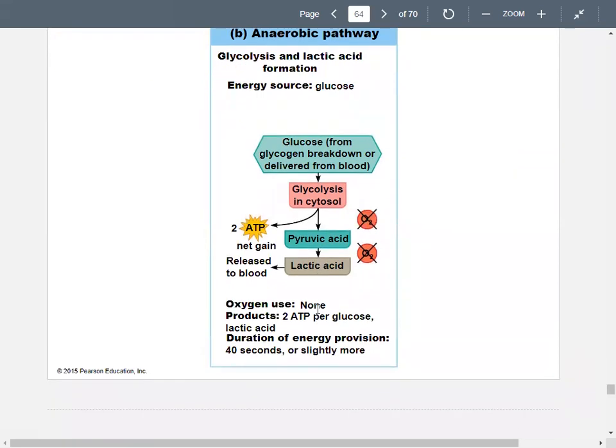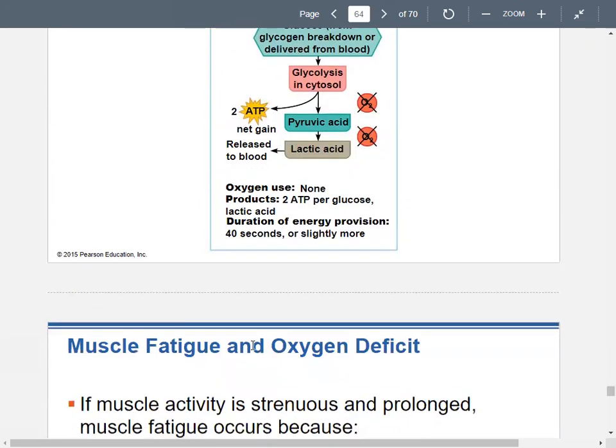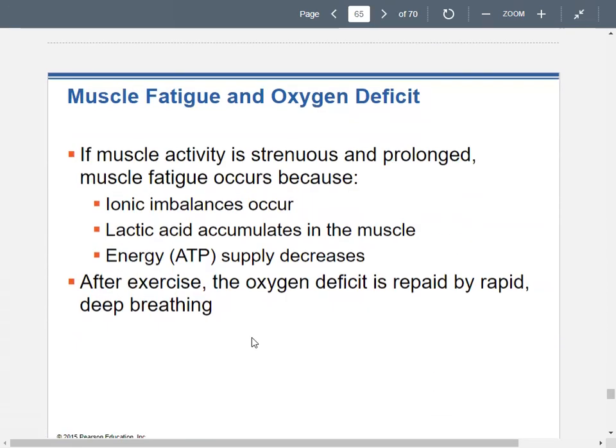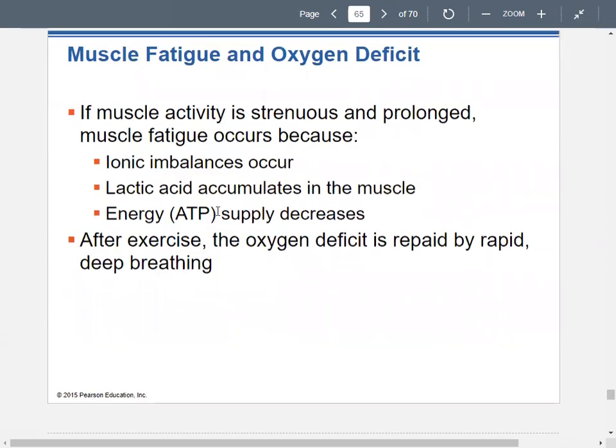All right, 2 ATPs. May take 40 seconds to do so, but you don't need oxygen. All right, so if you get strenuous and prolonged exercise, you're going to get muscle fatigue, right? You get tired, your muscles get tired. You get what we call ionic imbalances. You get a lot of lactic acid in your muscles, and your supply of ATP decreases.